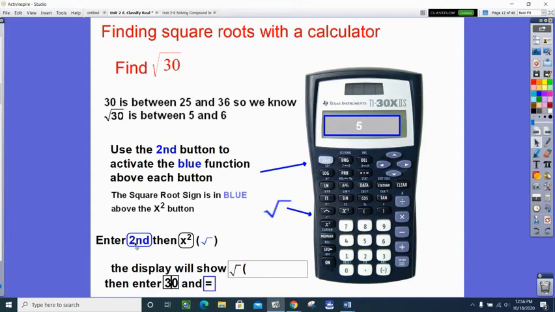So you hit the second, then this x squared button, which will give you the square root, type in whatever number you want and hit equals. And on the calculator, you should see 5.4772255575.